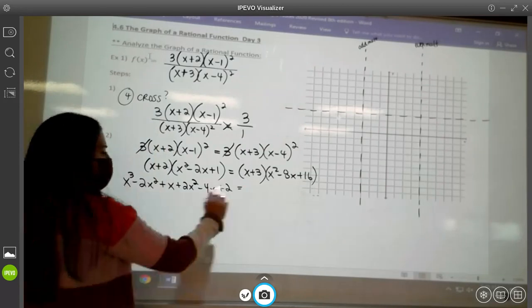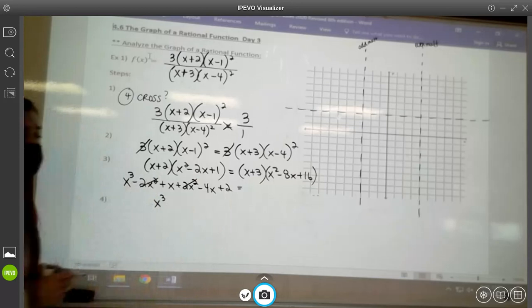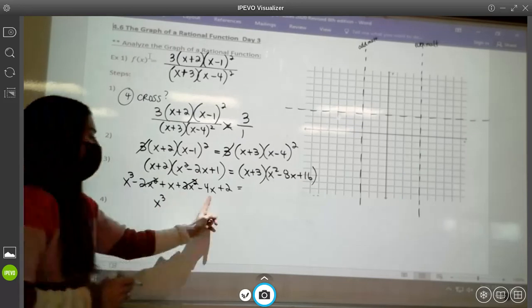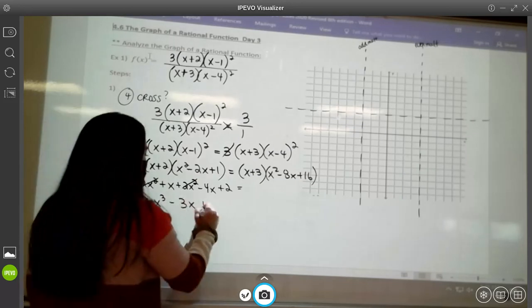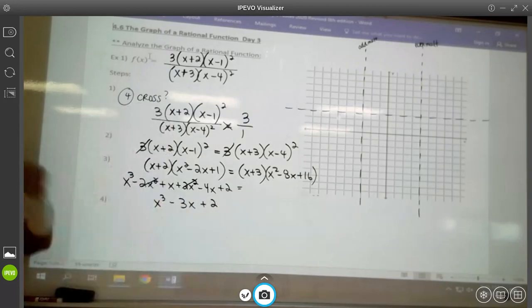All right, let me just clean this side up. X to the third. My negative 2x squared and my positive 2x squared cancel. I'm going to get negative 3x and then plus 2. That's what that reduces down to.